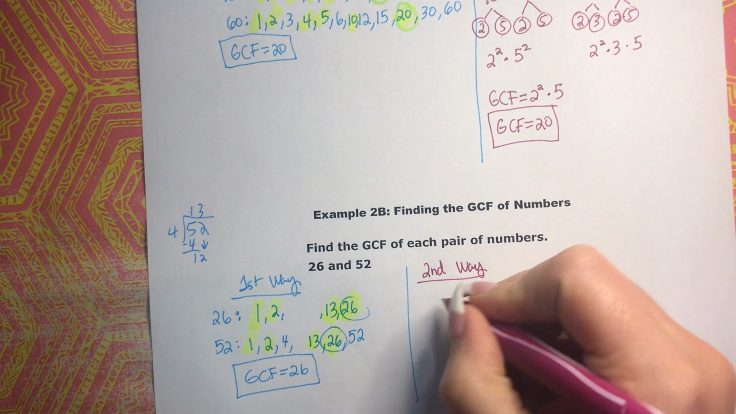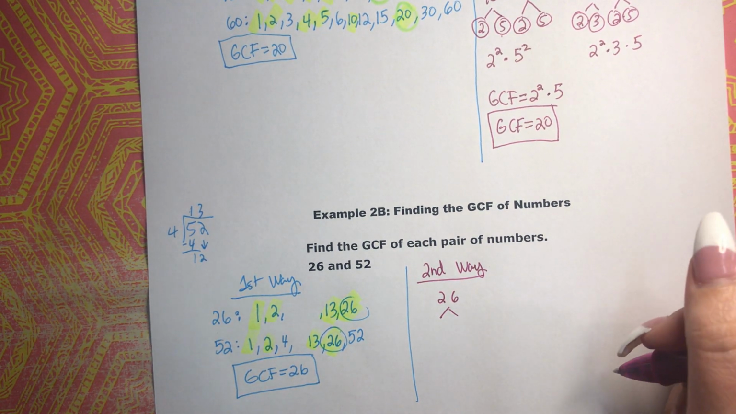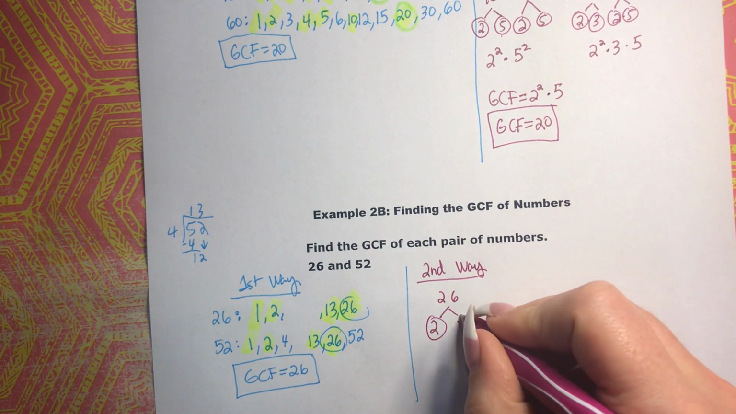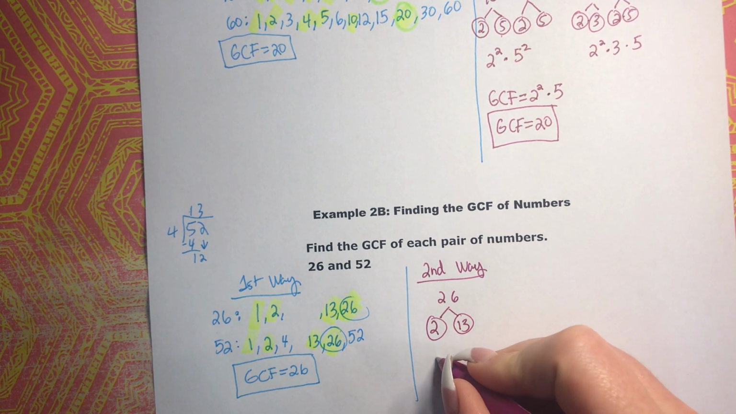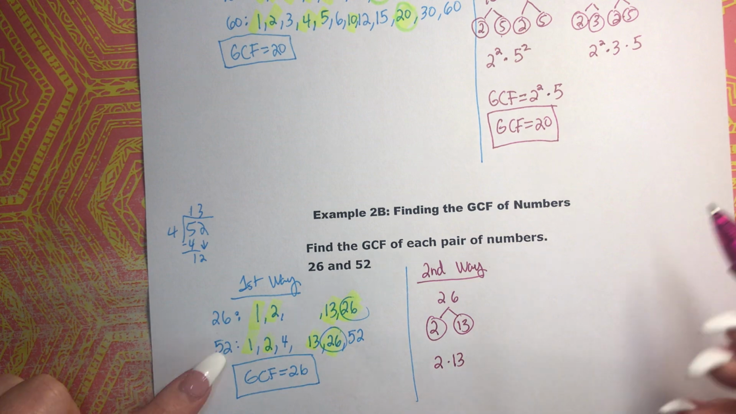Okay, so we're going to take 26 and break it down. I think just 2 times 13? And look at that, 2 is prime, 13 is prime, so there it is, 2 times 13. That is the prime factorization. Then we're going to see how fast that is.